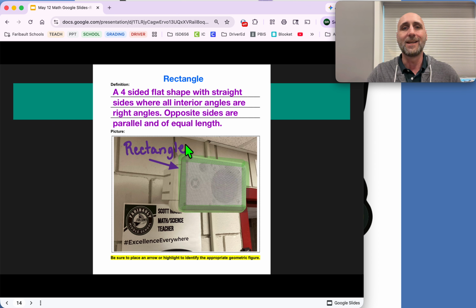Take note, I did it in purple. You're always supposed to use purple. Okay, so this is what it looks like.